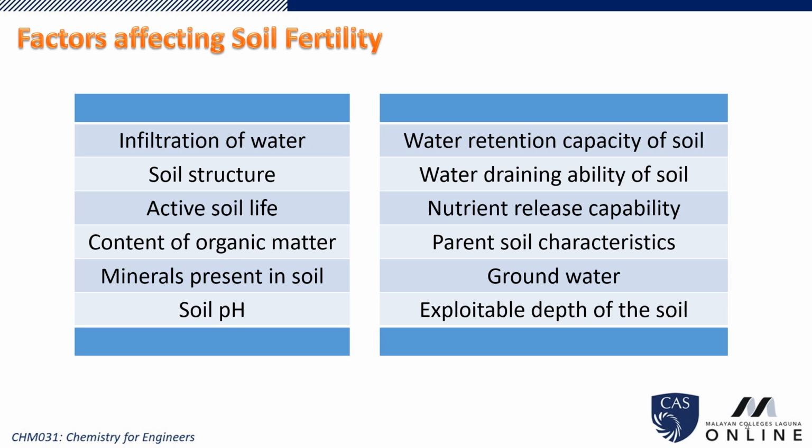There are several factors that affect soil fertility, which include water infiltration, soil structure, microbial activity, organic matter, mineral content, and soil pH. These determine the nutrient availability and plant growth. Other factors could include water retention capacity of the soil, water draining ability of the soil, nutrient release capability, parent soil characteristics, groundwater, and exploitable depth of the soil.